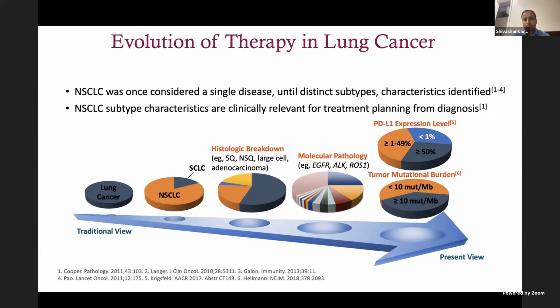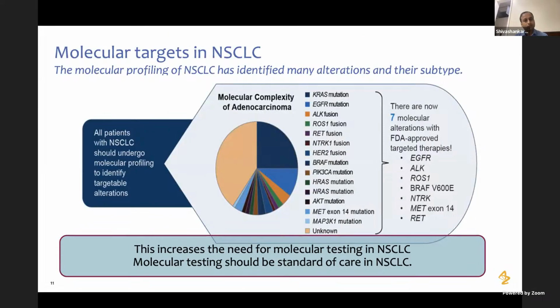And apart from the molecular markers, we have PD-L1 expression. Based on that, we can again choose whether the patient is a right candidate for single agent immunotherapy or should be a candidate for immunochemotherapy. So these are the molecular targets.